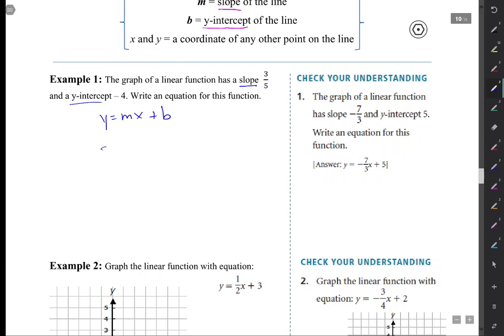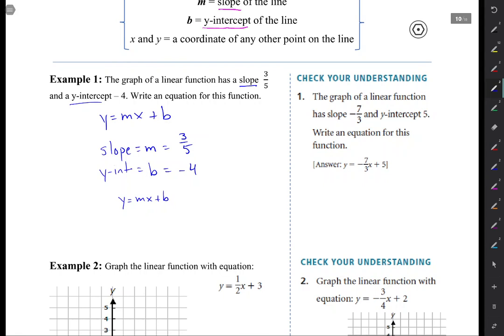So then we have slope, which is equal to m, which is 3 over 5. They gave us that. And then we have the y-intercept, which is the same thing as b in the formula, which is -4. So now all we have to do is plug everything into the formula. y is equal to mx plus b. So then y and x are going to stay the same because those represent any coordinate on the graph. So we can just leave those as y and x.